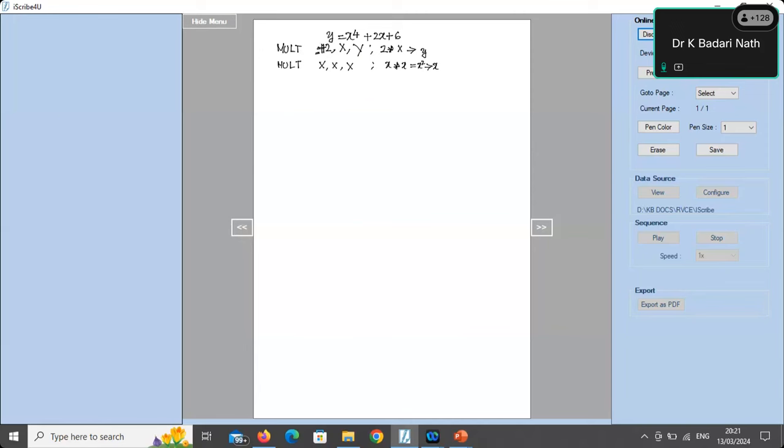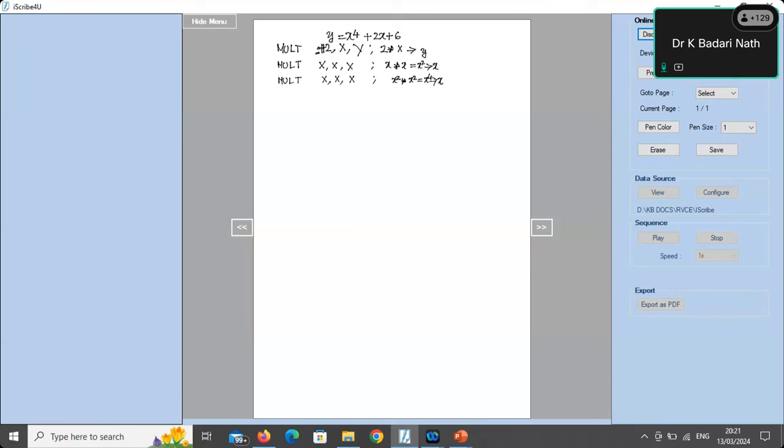Now again, I multiply one more time. MULT x, x, x, and put it back into x. So what will happen? x square, which was already there, is multiplied by the same x square. It becomes x to the power of 4. I'm storing that answer into x. Now what does x contain?